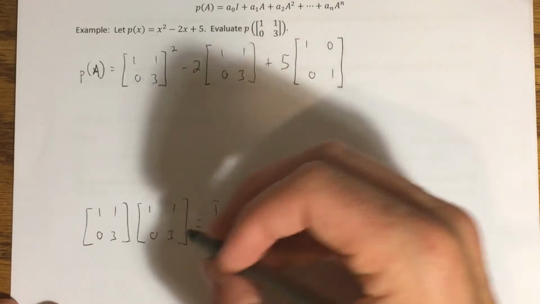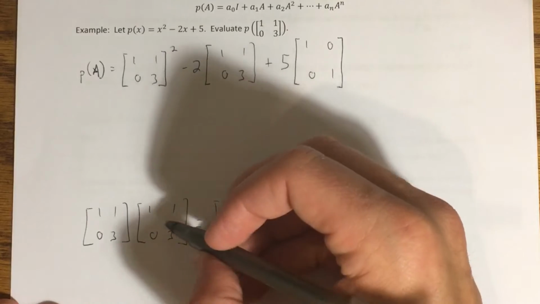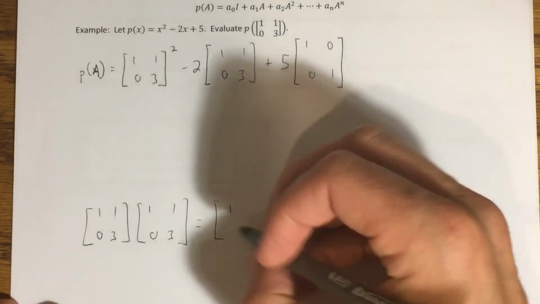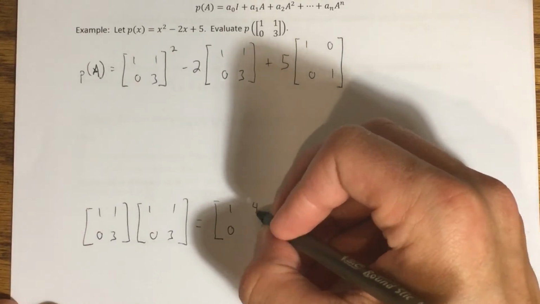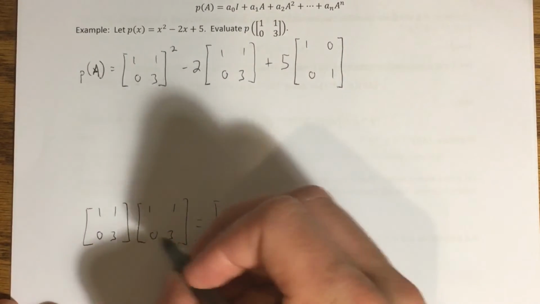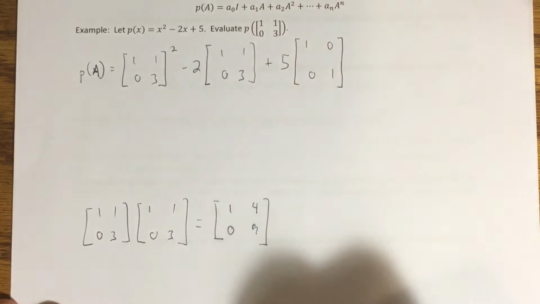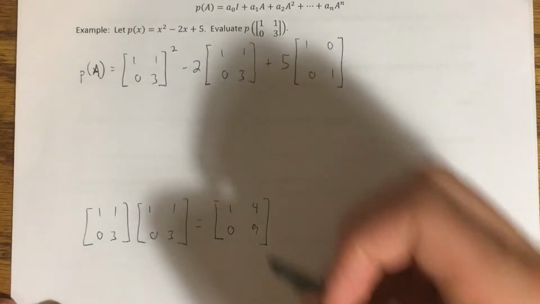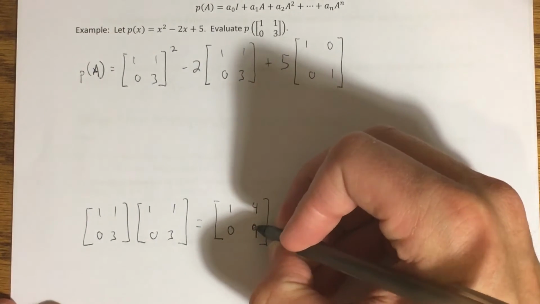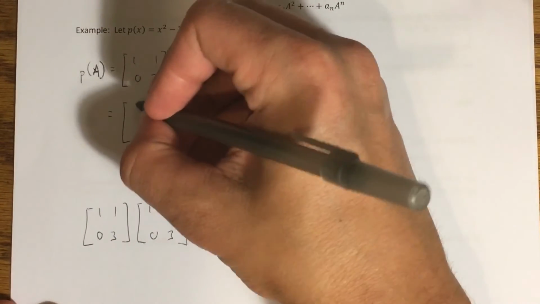This is going to give me, let's see, 1 times 1 plus 0 is 1. This is going to give me a 0 down here. This will give me 1 plus 3, which is 4. And then I'm going to get a 0 plus 9. So, yeah, there we go. So I got 1 4 0 9, okay? Which is not what I would have gotten just by squaring all of these entries. There we go. So that's going to be what I get here.